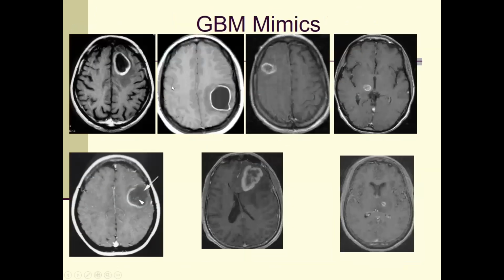These ring-enhancing lesions can be glioblastoma, but many different disease processes can mimic those. So this is a metastasis, this is neurocysticercosis, this is an abscess, this is a GBM of the thalamus, this is multiple sclerosis, this is lymphoma, and this is an abscess. Everything has very similar imaging features, but there are many possible causes.